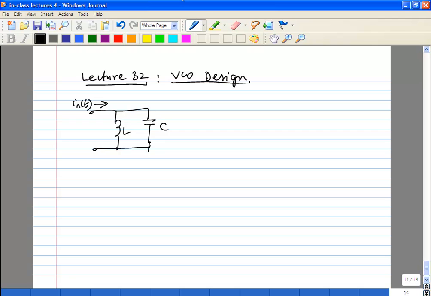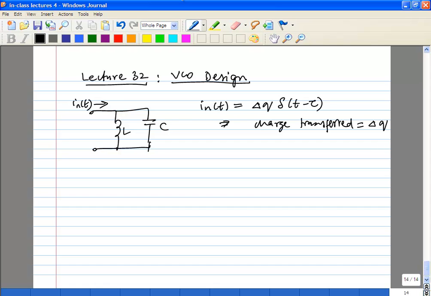So we have the ideal LC tank, and we're going to inject some noise I_N of t. What is I_N of t? We're going to assume it's of the form of a pulse injected at a time tau, and the value of the pulse is delta q. What this means is the charge transferred into the LC tank is delta q.